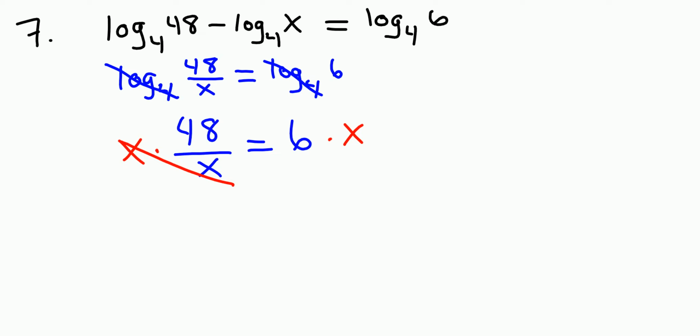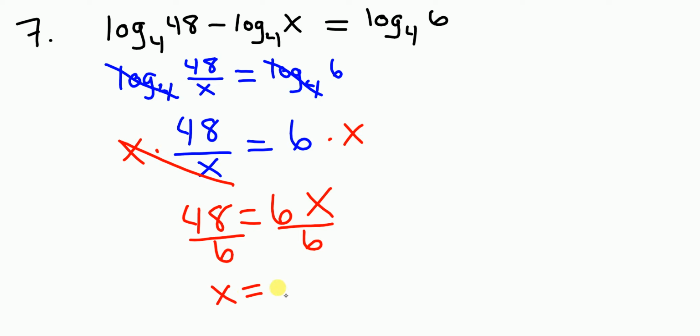So they cancel, and I'm left with 48 equals 6x. Divide both sides by 6. Alright, so x equals 8. Alright, all done.